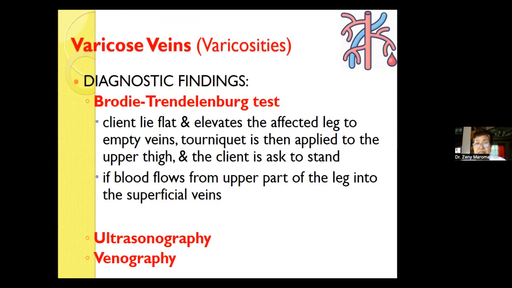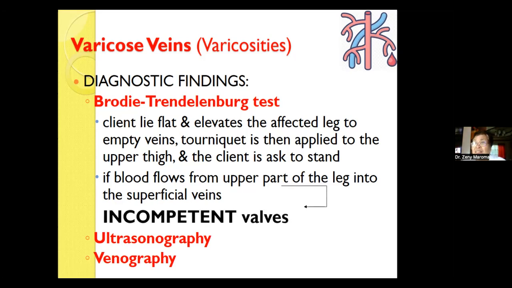The diagnostic test: Brodie-Trendelenburg test. Lie flat. Elevate the leg. It will promote venous return, so the veins empty. Then apply a tourniquet on the upper thigh. Ask the client to stand. If blood flows from the upper part of the leg into the superficial veins, then the cause is incompetent valve.